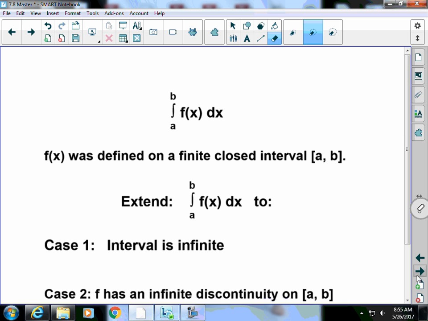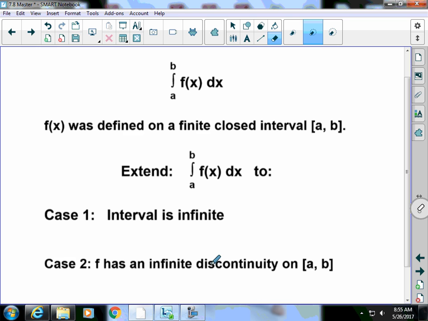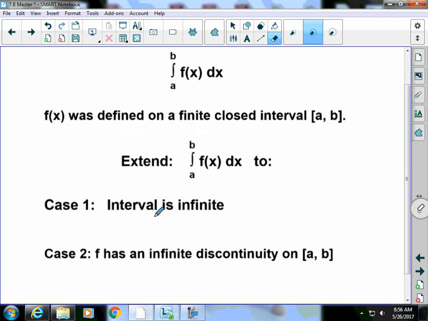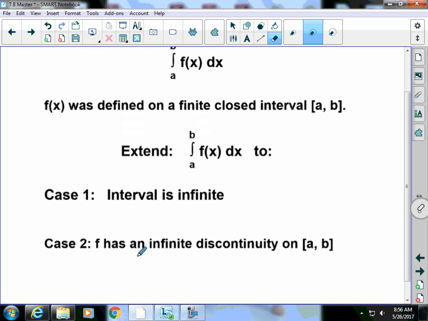So we're going to extend the integration from a to b of f of x dx. In one case, the interval is infinite. So we can go from a to infinity, or negative infinity to b, or even negative infinity to infinity. And then in case 2, f has an infinite discontinuity. In other words, there's a vertical asymptote there, right? Something's happening there, so it's going to go to infinity at that point. It's discontinuous.